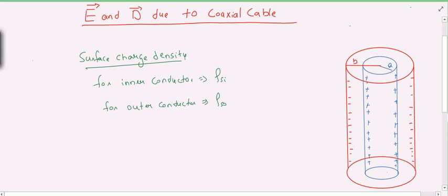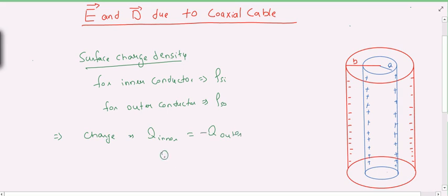Now since all the flux lines of this inner conductor will cross this outer conductor, this means that the charge on both of these will be equal, because the same flux is crossing, so the charge magnitude will be the same. So we can say that q inner magnitude will be q outer, just the minus sign will be there.